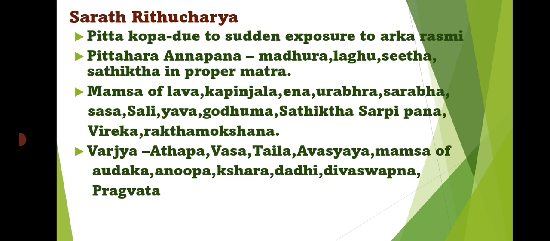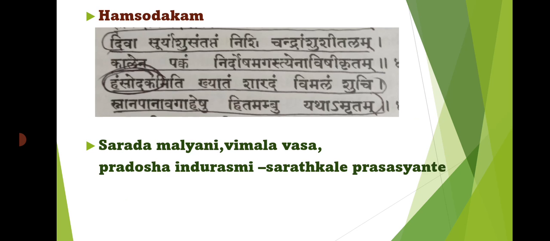So in the Sharat Ritucharya, there is Pitta Kopa, and so Pittahara Annapana, Madhura, Laghu, Shita, Satikta Annapana in proper matra. Mamsa of Lava, Kapinjala, Ena, Urabhra, Sharabha, Shasha, and Shali, Yava, Godhuma, Satikta Sarpivana, Virechana, Rakta Mokshana is indicated in Sharat Ritu. What is to be avoided is Atapa, Vasa, Taila, Avashyaya, Mamsa of Audaga and Anupa, Kshara, Dadhi, Divaswapna and Pragvata in Sharat Ritu.